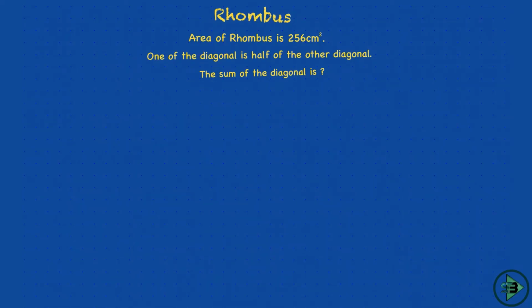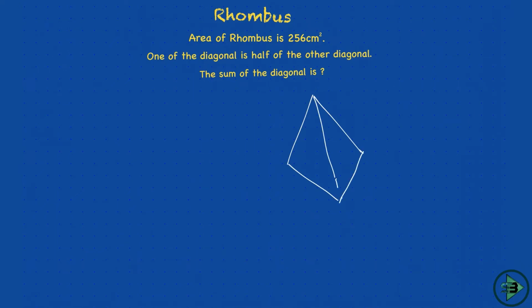So know the variations when it comes to finding the area of a parallelogram. After the parallelogram, let's solve a problem on the rhombus. The area of a rhombus is given as 256 centimeters square, and one diagonal is half of the other diagonal. Find the sum of the diagonals. I will start by drawing a rhombus.